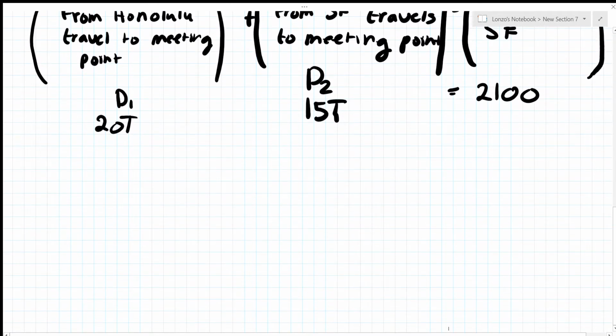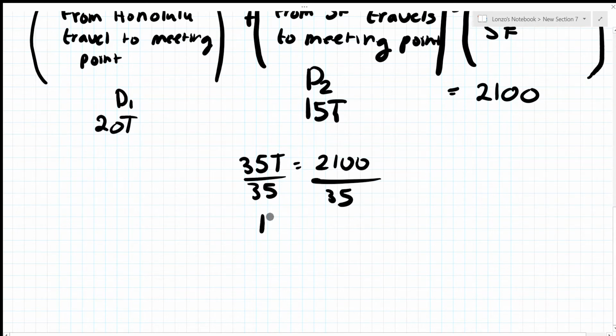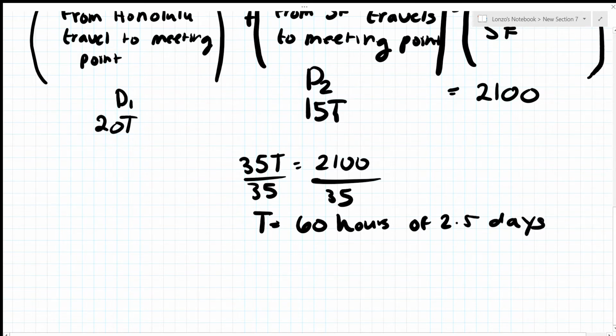Okay, so when you add 20t plus 15t, that gives me 35t. And that gives you 2,100 miles. Solve for t, so divide everything by 35. So the time is 60 hours, or 2.5 days, for the ships to meet.